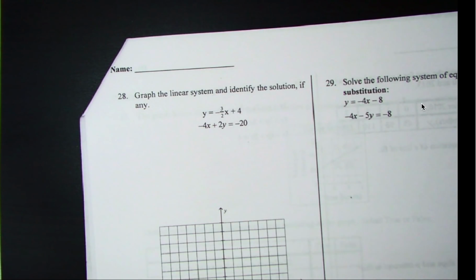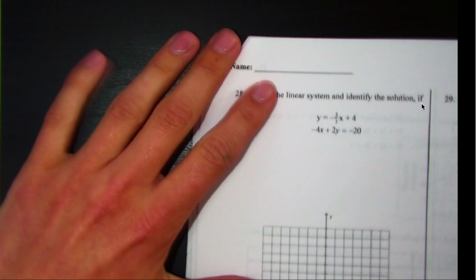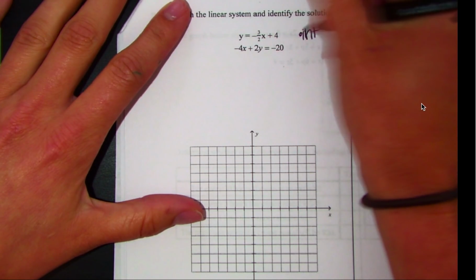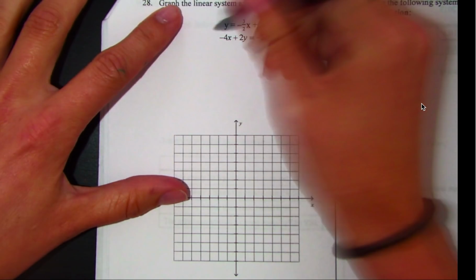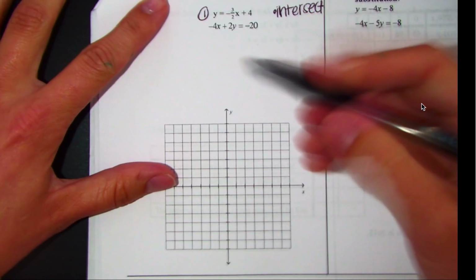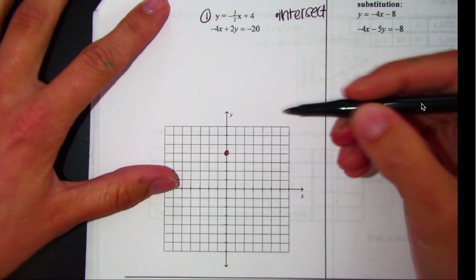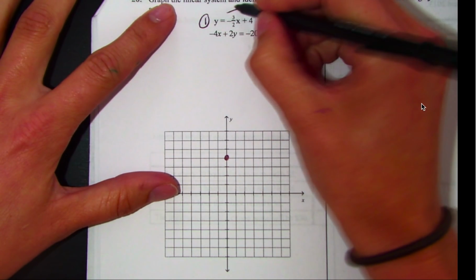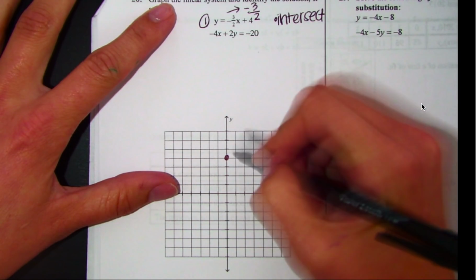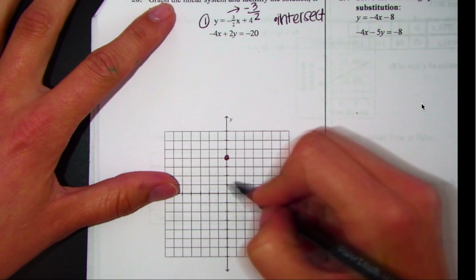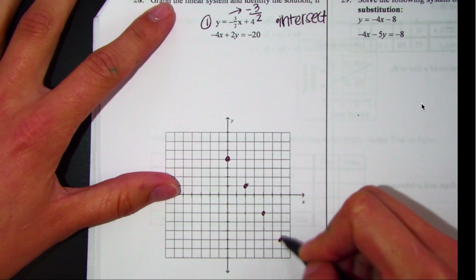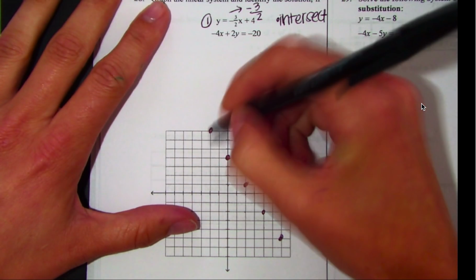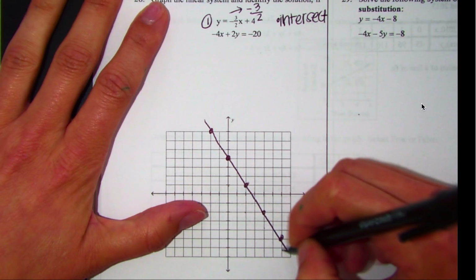Number 28, they're asking us to graph the system and identify the solution. So when we're doing this, we're going to look to see where the lines intersect. Where do those lines intersect? That's going to be their solution. So for this first line, pretty straightforward. It's already in slope-intercept form, so I'm going to start at 4 on my y-axis, and I have a slope of negative 3 over 2. So from this point, I'm going to rise negative 3 and run 2. And I'm going to make as many points as I possibly can across my graph. And this is going to be that first equation.